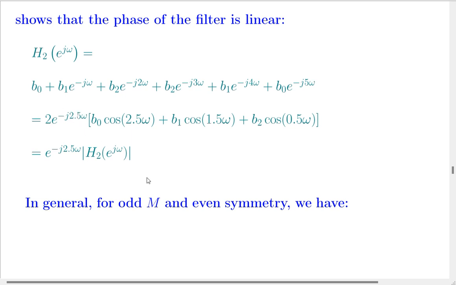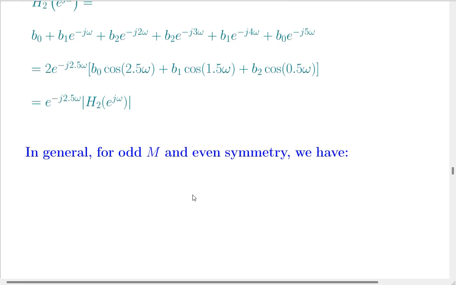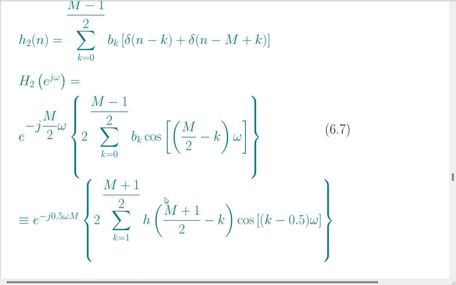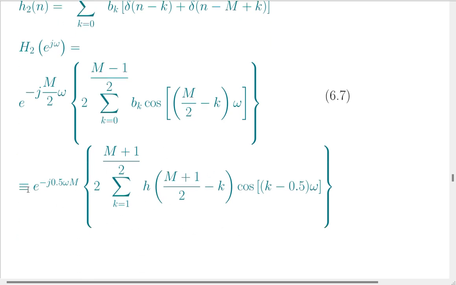Okay? In general, for odd M and even symmetry, we have h2[n] equal to sigma k from 0 up to (M minus 1) over 2 of bk times delta[n minus k] plus delta[n minus M plus k]. I won't read out H2(omega). Here you see the details related to the term H2(omega), having linear phase and an amplitude which is even.